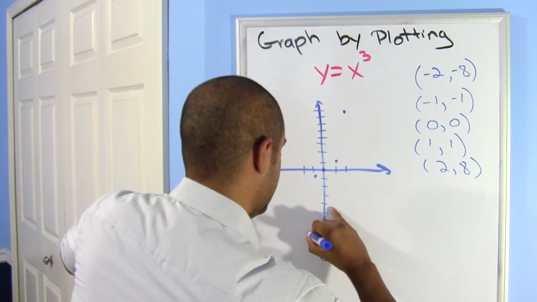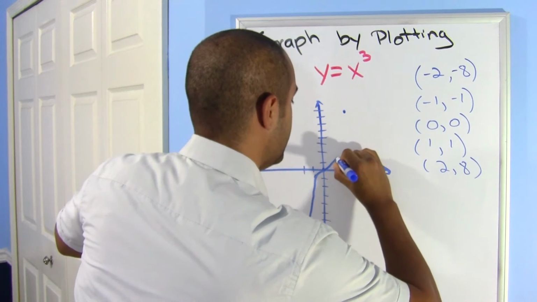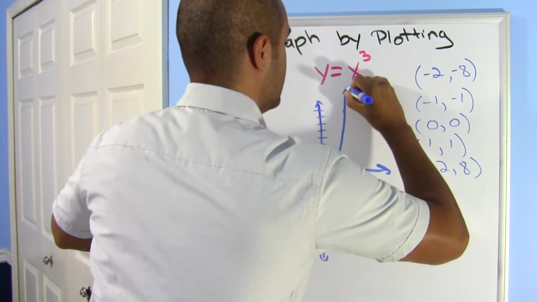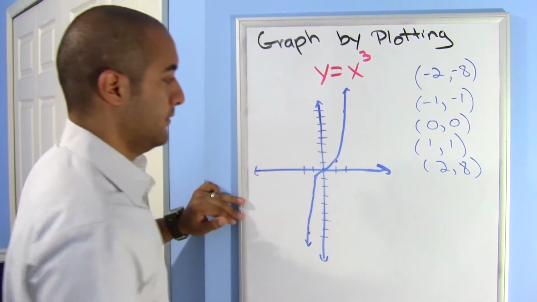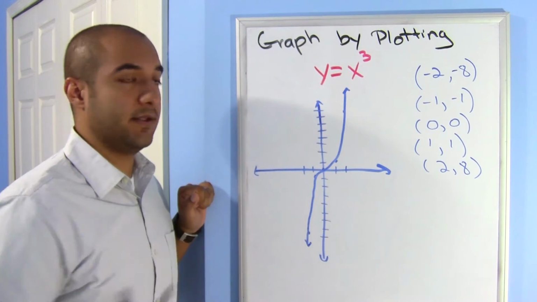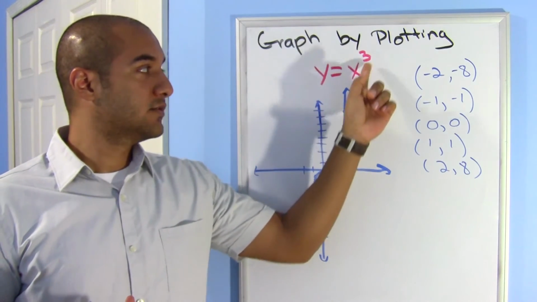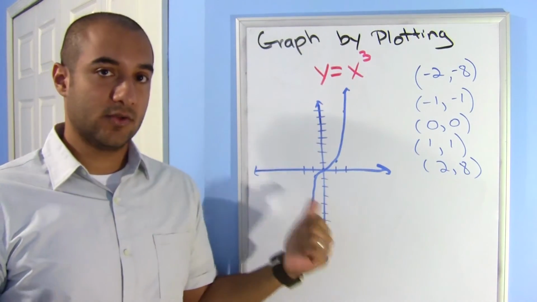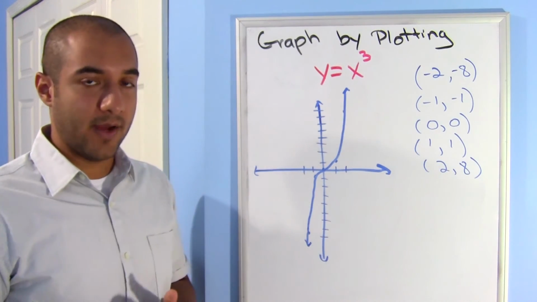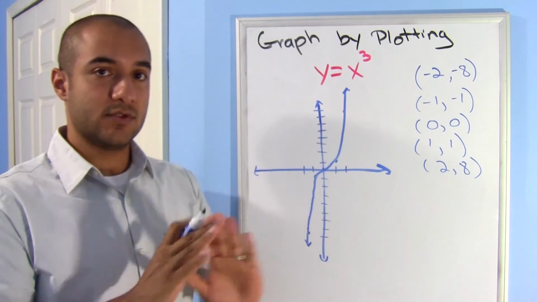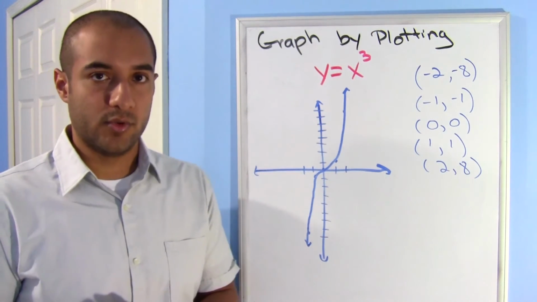So that's what we'll do. Make it as smooth as you can. And there, I have the graph for y equals x to the third. Okay, so anytime you have anything to the third power, it's going to look like this. Anytime that it's squared, it's going to look like a parabola. Okay, and whenever it's to the first power, it's going to be a straight line. Okay, let's look at one more.